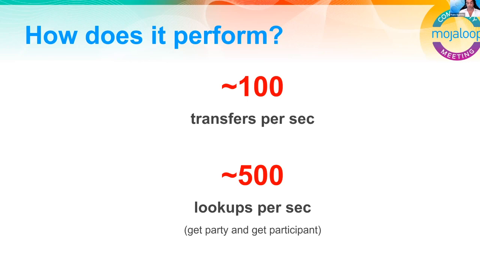The lookups we did with the get party and the get participant, they were a mix. So this is the minimum that we are getting out of vNext Alpha. This is not yet scaling and testing powerful machines and testing. This is the minimum that we are getting.